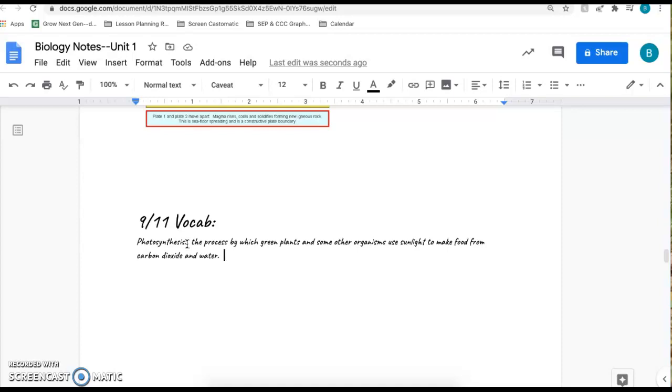So basically photosynthesis is a process where plants and other things like algae take in sunlight, they absorb the sunlight, and they in turn use that with carbon dioxide and water, and that's how they make their food. And they actually make oxygen for us as well, which is what we're going to talk about early next week. But yeah, so photosynthesis is how plants basically make their own food.